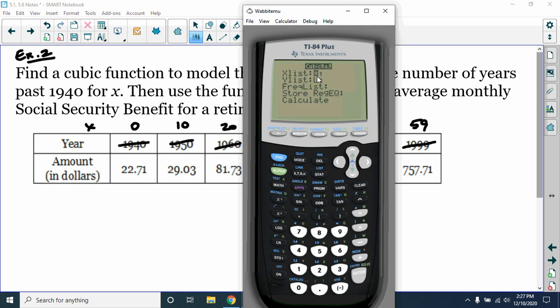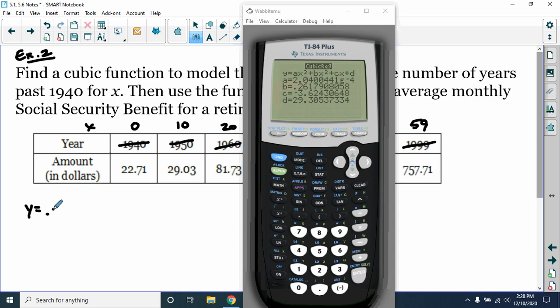So my X's are in list 1, my Y's are in list 2. I am going to store my regression equation under Y1. Alpha, trace, Y1, and calculate. So the equation that we're looking for is Y equals, be careful here, this is not 2.04x cubed. This e negative 4 means times 10 to the negative 4th. So I need to move the decimal point 4 times.